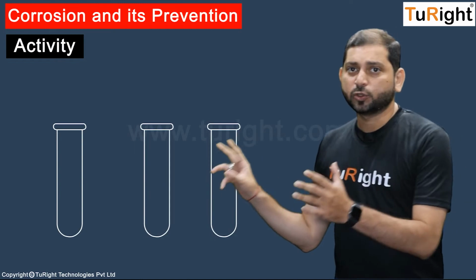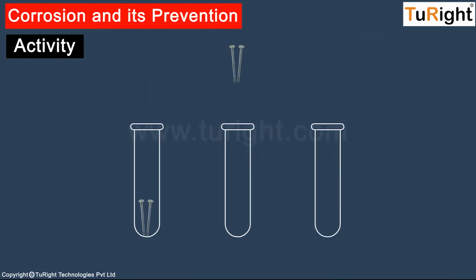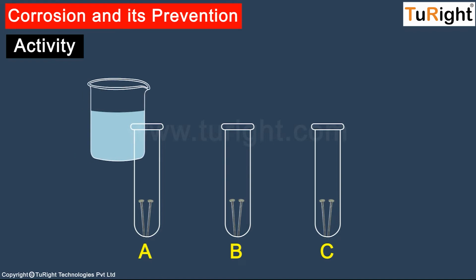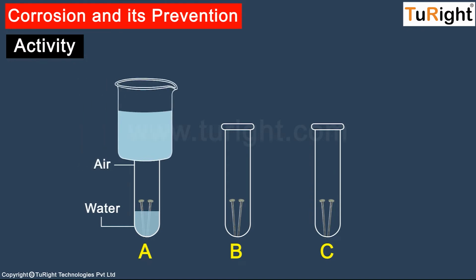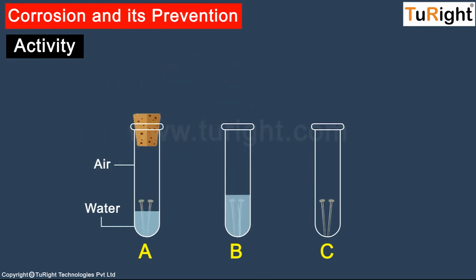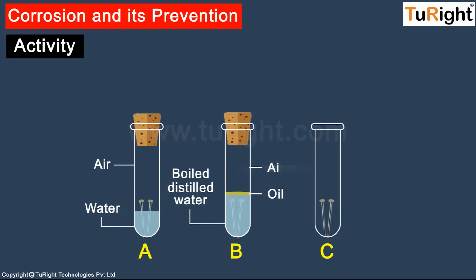Take 3 test tubes and place iron nails in each of them. Label these test tubes as A, B and C. Pour some water in test tube A and cork it. Pour boiled distilled water in test tube B. Add about 1 ml of oil and cork it. The oil will float on water and prevent the air from dissolving in the water.